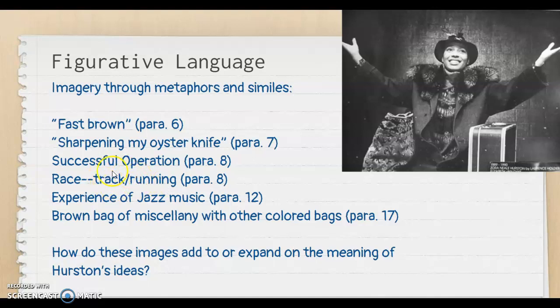And so life is a race, right? We run that race of life and try to finish successfully. She also uses figurative language when she shares her experience of jazz music. There are so many descriptive parts in this jazz music paragraph, in paragraph 12.